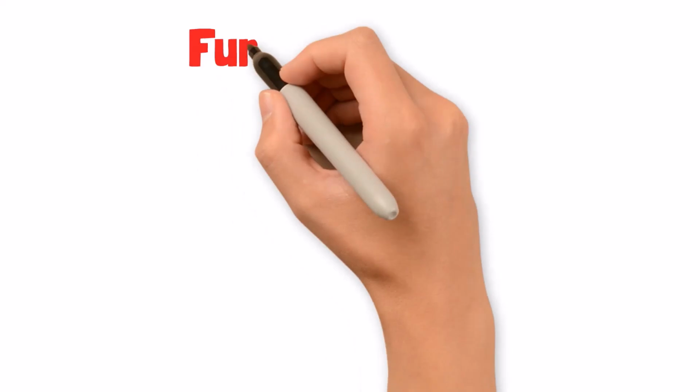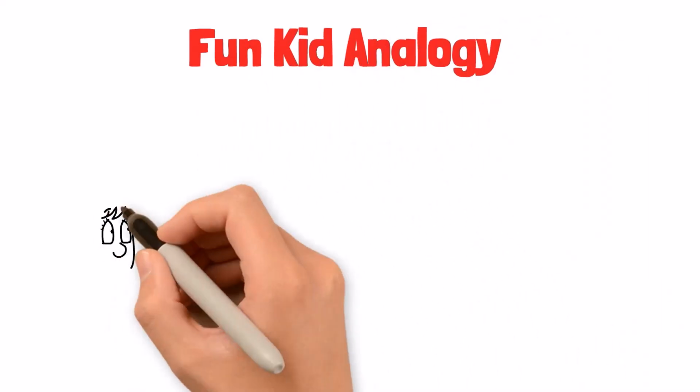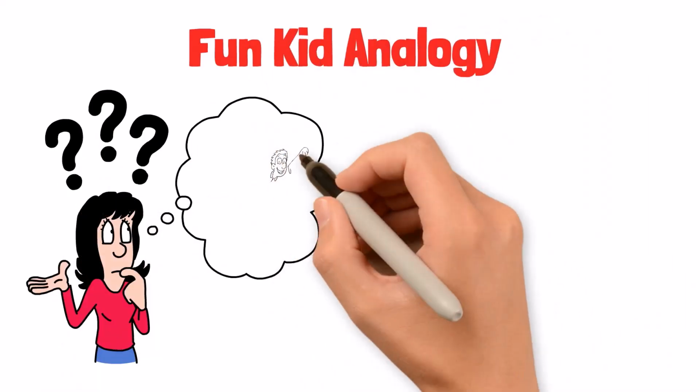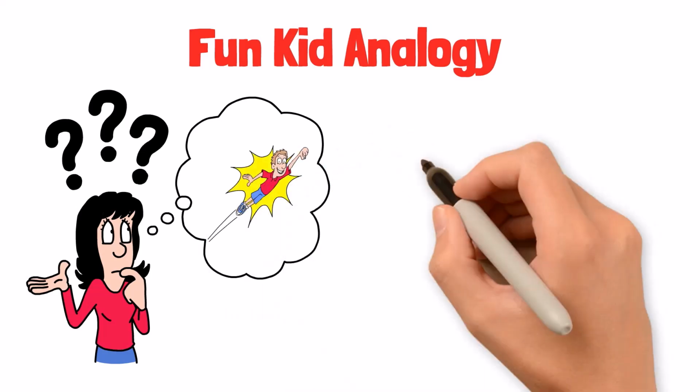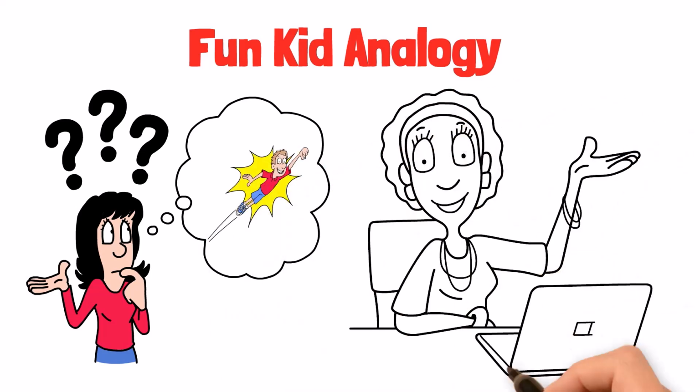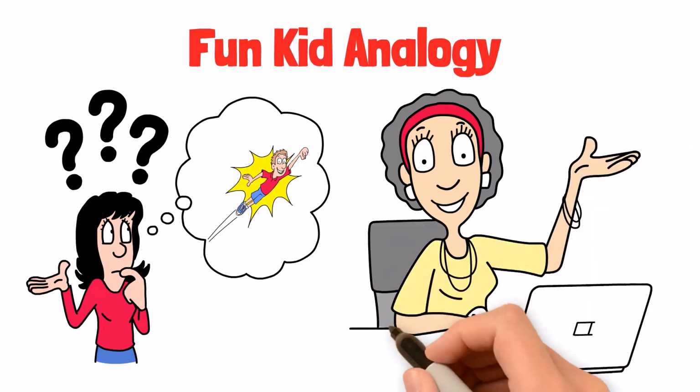Fun kid analogy. Think of distributed systems like Avengers. Each superhero computer has a different skill, but when they come together, they defeat big threats. Tasks too big for just one hero.